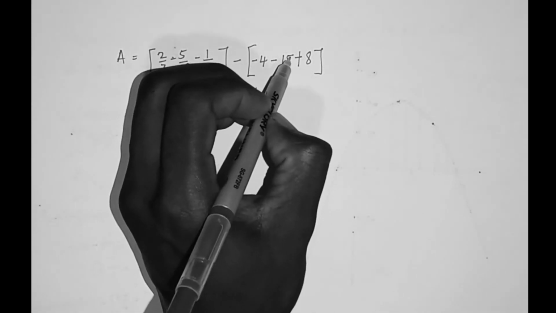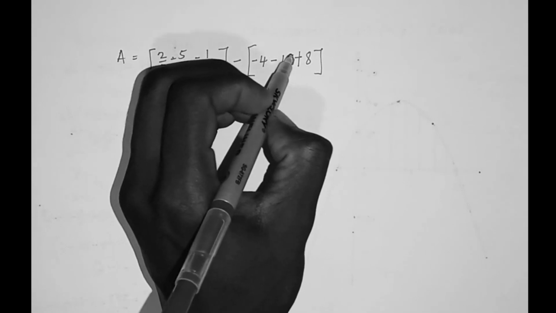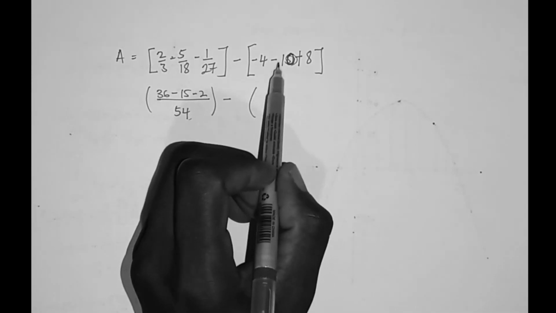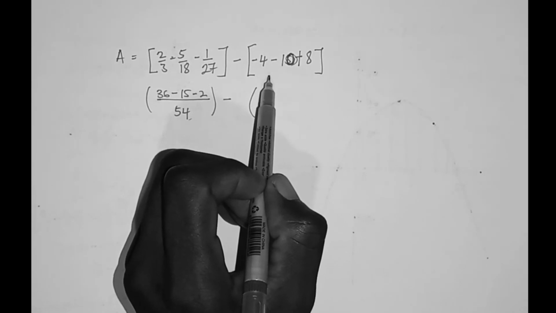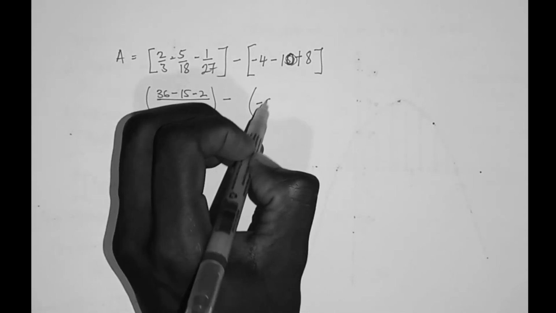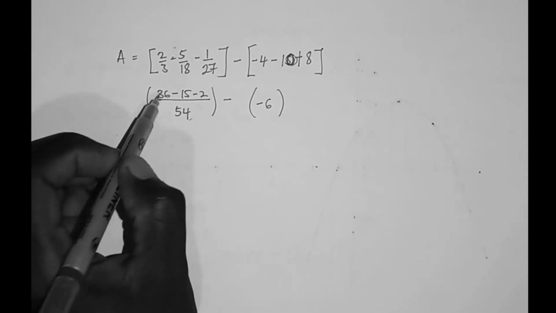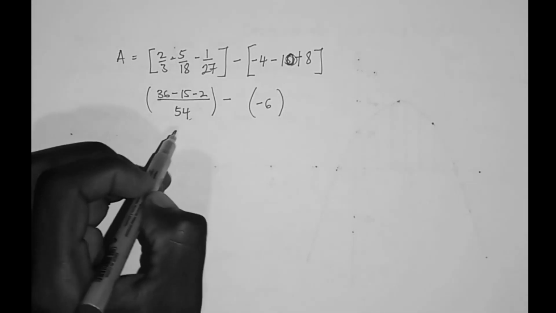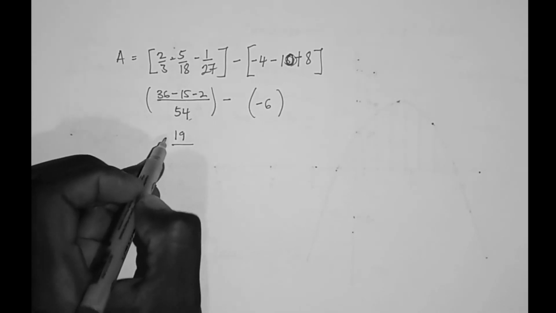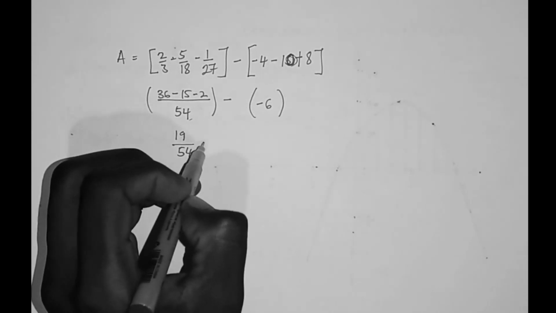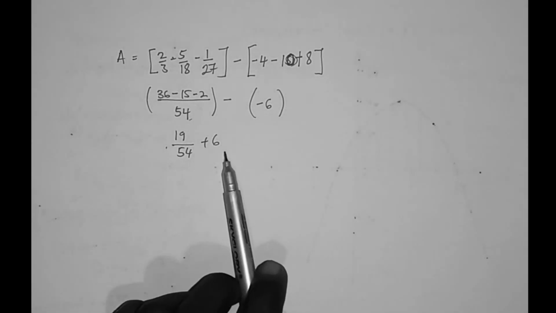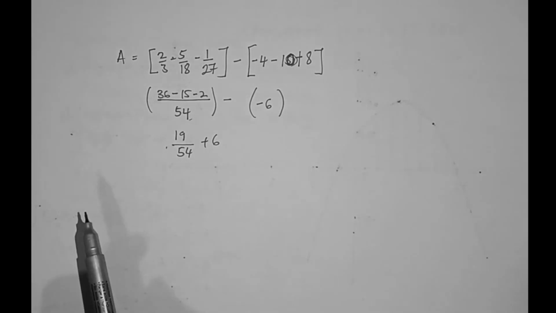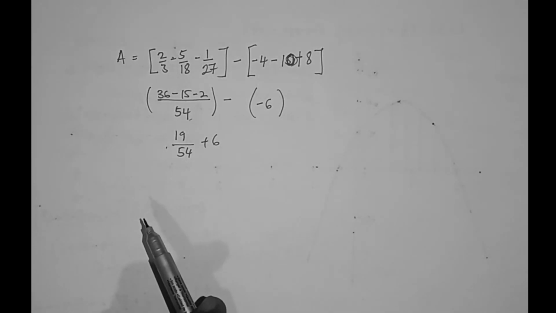I'm sorry, here was 10. There's a mistake here. This is 10. So minus 4 minus 10 is minus 14 plus 8 is left minus 6. So 36 minus 15 minus 2 equals 19 over 54, then plus 6. 54 times 6 is 324 plus 19 is 343.